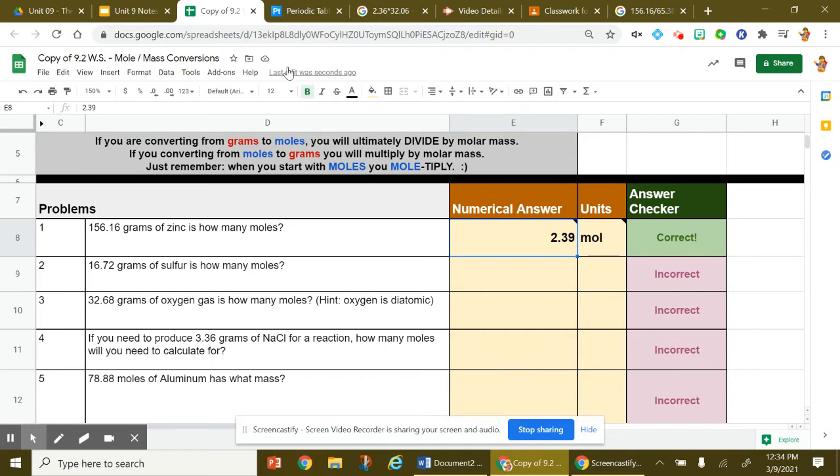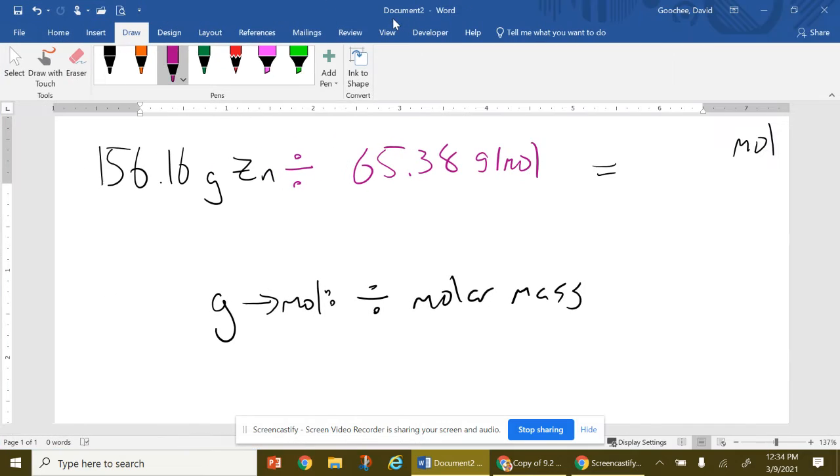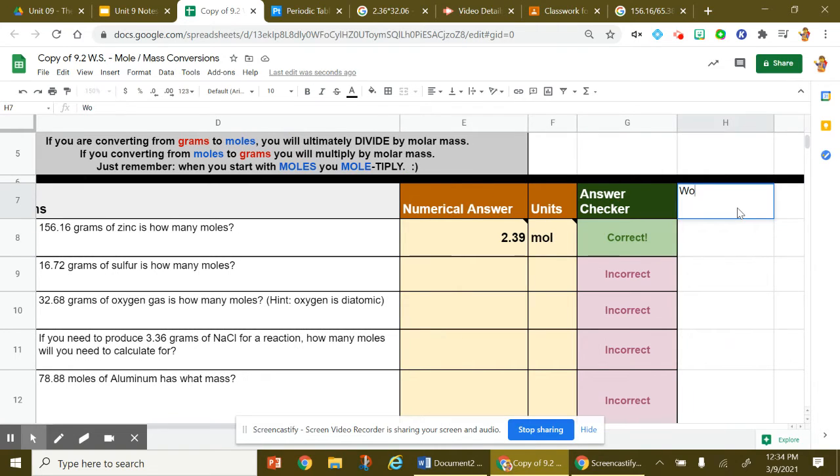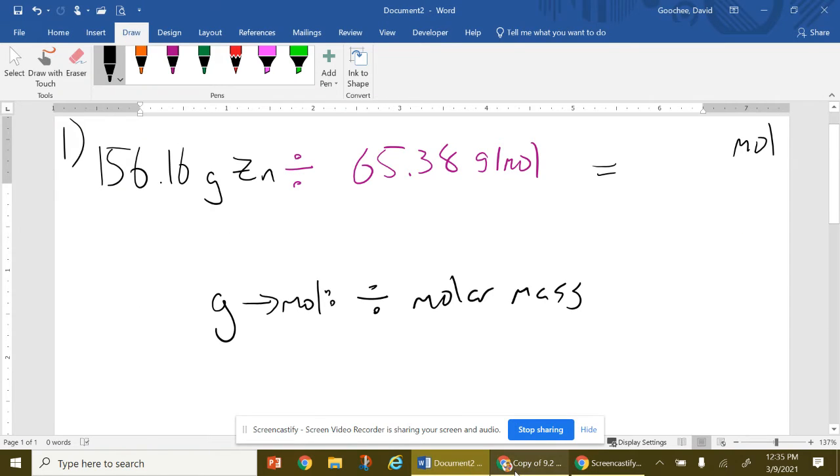By the way, I also need to see work on this homework. If you want to do it on a separate sheet of paper, and then just attach a picture, that's cool. The other way you could do it is, on this worksheet, to make this column over here the work column. Then just say, okay, this is 156.16 grams divided by, what was that molar mass again? 65.38.